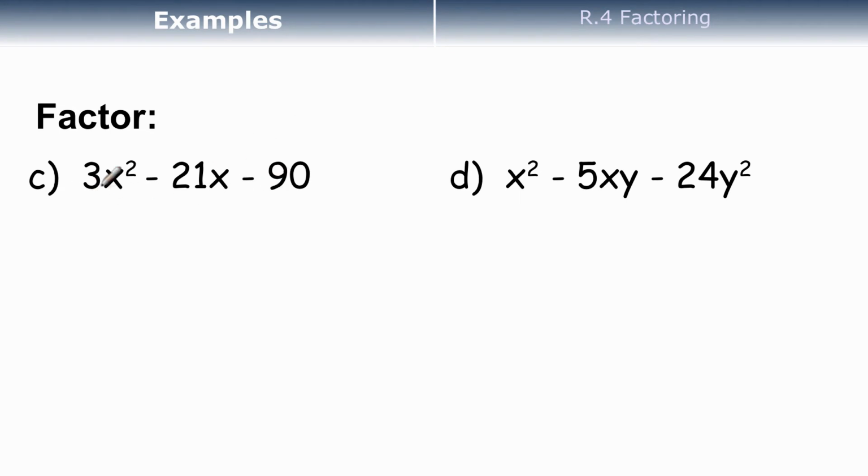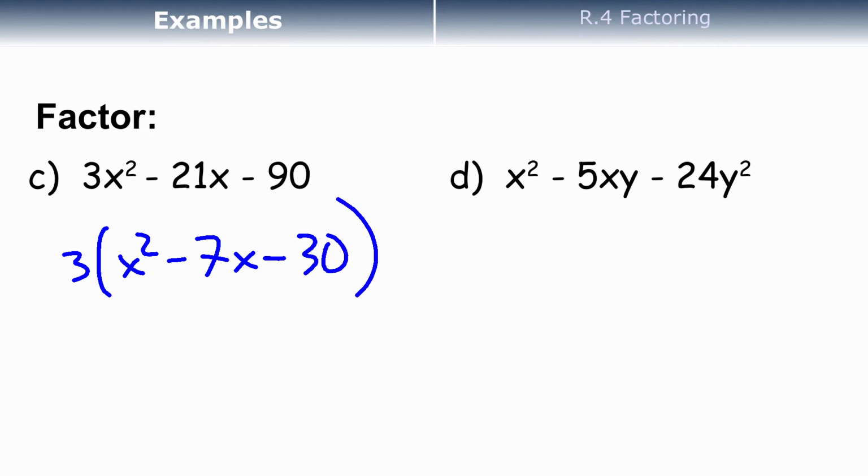This first one, notice I could factor a number out of those. So I'm going to factor 3 out to begin with, leaving me with x squared minus 7x minus 30.